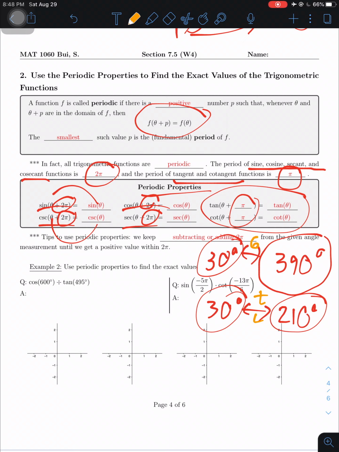Now for my tips, I have tips to use periodic properties. We keep subtracting or adding 2 pi, or 360 degrees, from the given angle measurement until we get a positive value within 2 pi. Let me highlight the word positive in here. So we keep adding or subtracting 360 to the original value until we have a positive number. If you still have a negative number, that means you still have to add 360 to it.